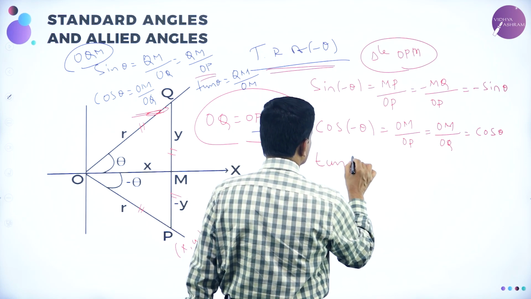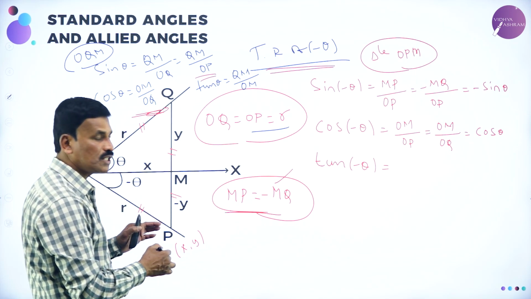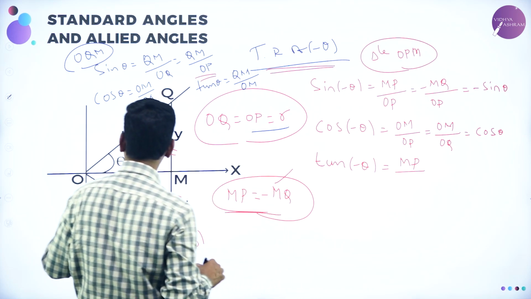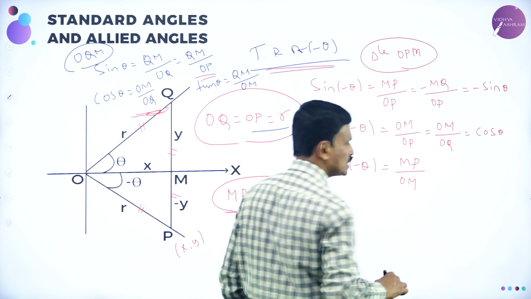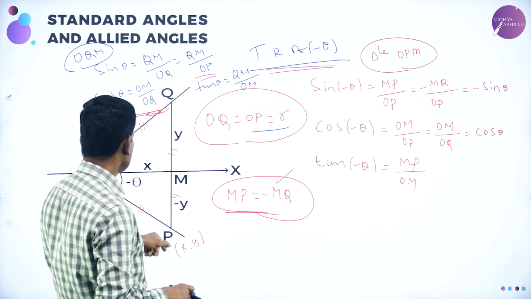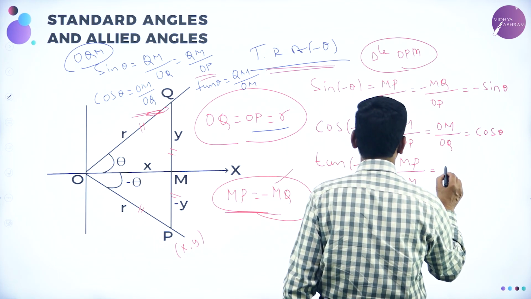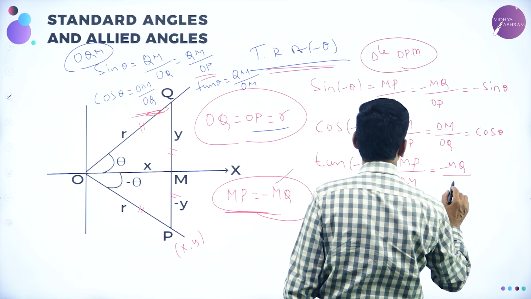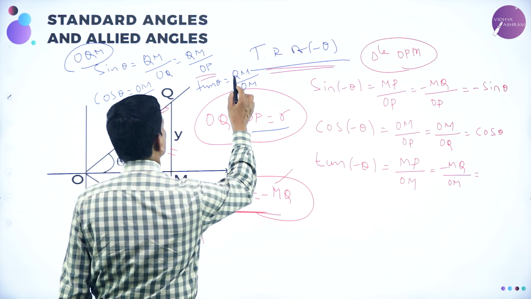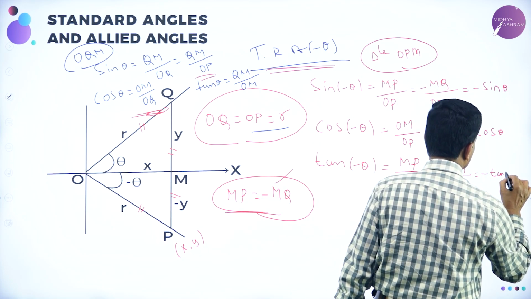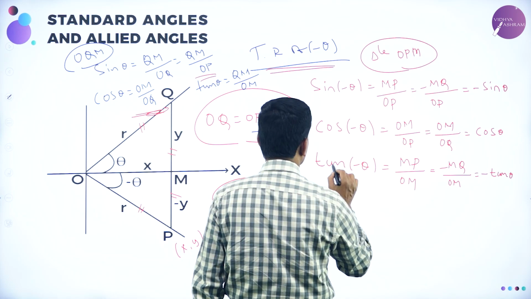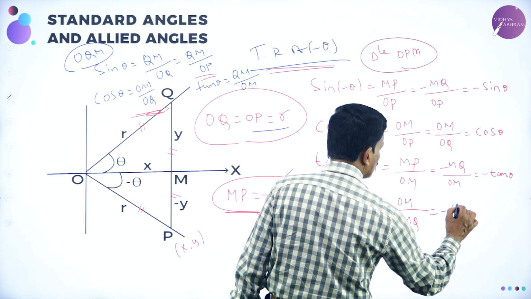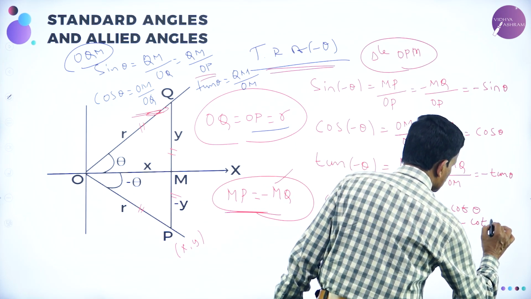Now move on to the third one, tan of minus theta. What is tan of minus theta? Opposite by adjacent. What is opposite here? Opposite is MP, divided by adjacent, which is OM. So tan is opposite by adjacent, that is MP divided by OM. What is MP? MP is, as usual, minus MQ divided by OM, and OM is the same. Now what is this equal to? Minus OQ divided by OM is equal to minus tan theta, right? Similarly, for cot of minus theta, what will we get? OM divided by minus MQ, that's equal to minus cot theta.